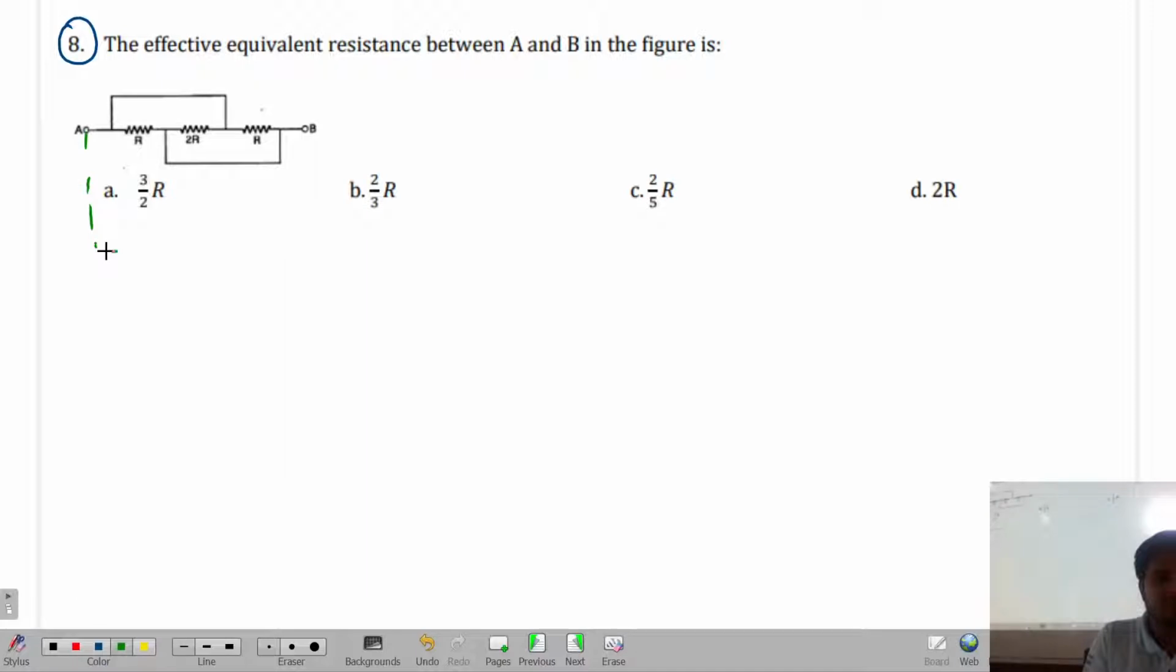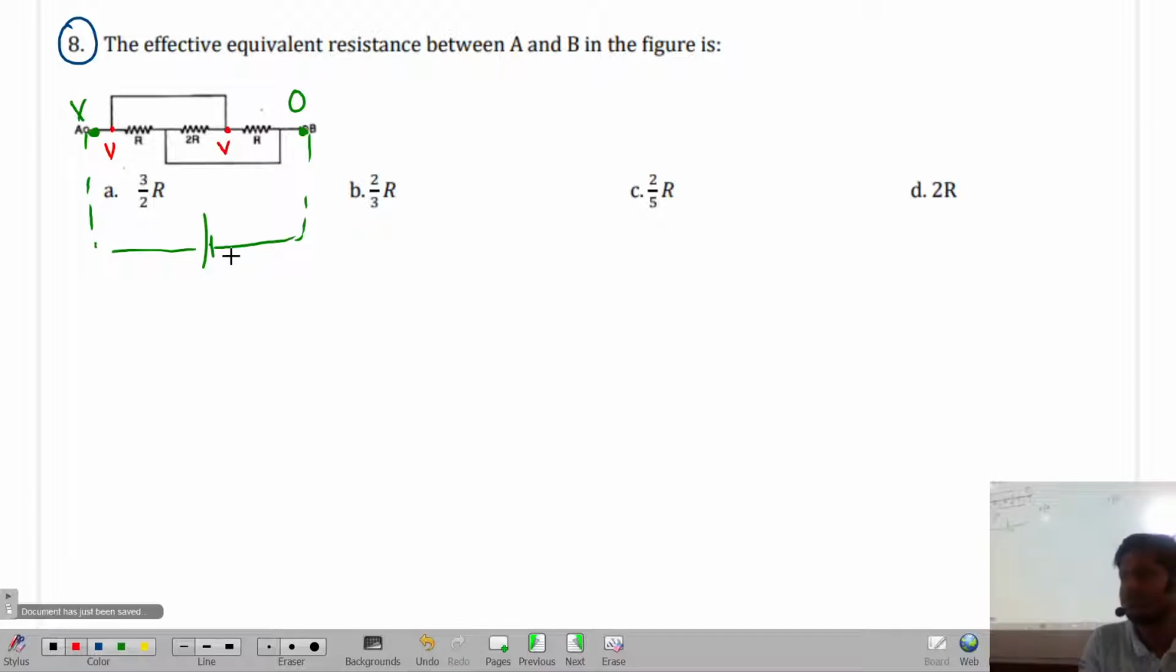If I connect this with a battery, wait, listen to me. This point will be having potential V or not? This point will be having zero potential or not? Yes or no? So this point will also have similar potential V. Now it is connected with here, so this point will also have similar potential. Here it is 0, so this point will also have zero potential. So if it is 0, this will also be 0. V, 0, 0, V, 0.